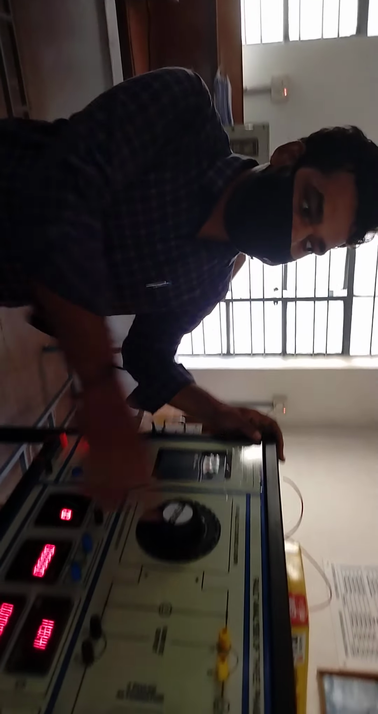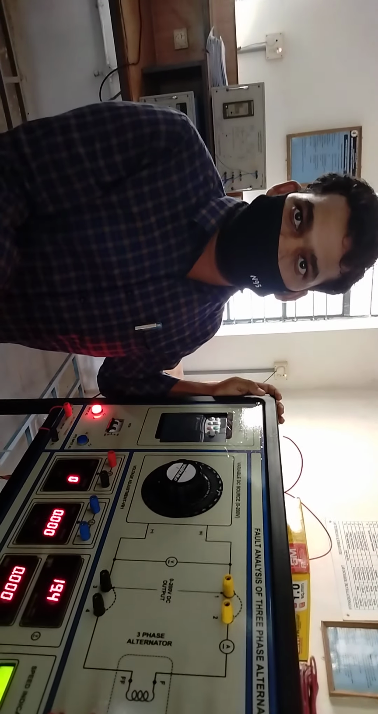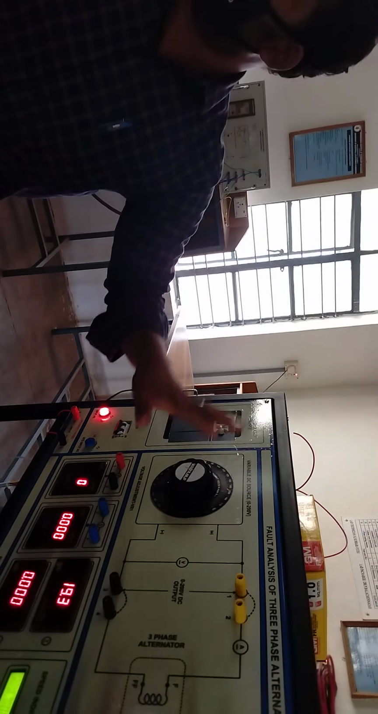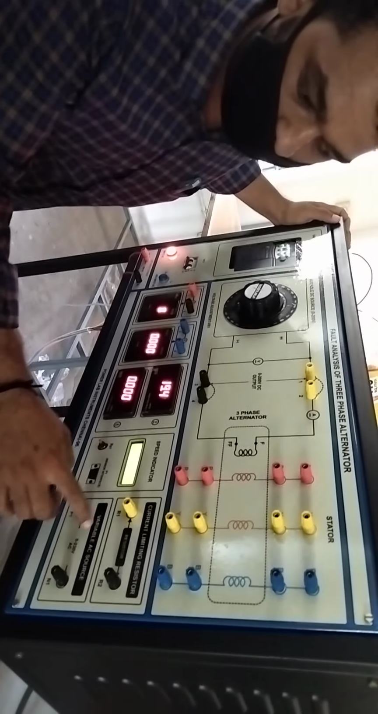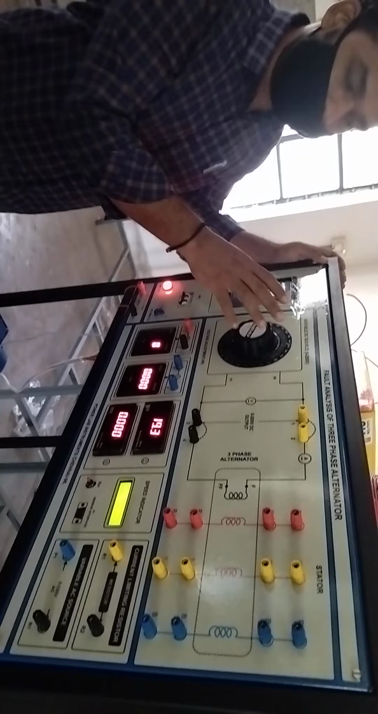Similarly, for the fault analysis condition, we run the machine and generate the voltage by injecting the field excitation voltage here. This autotransformer is commonly used for both AC supply and DC supply. If you want the AC supply at the time of sequence impedance measurement, you can take it from the provision here, a variable AC source of 0 to 231 volts.